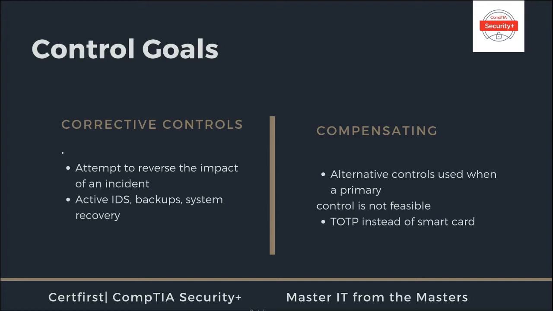Compensating controls are for when certain things are not feasible. An example of this might be using an uninterruptible power supply, a UPS, versus a generator. Maybe we don't have the budget for a large-scale generator for a building, so we use UPSs instead.